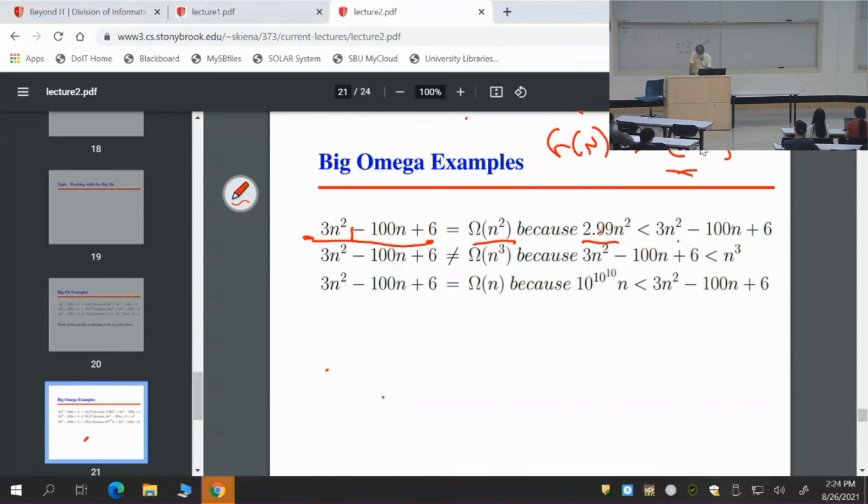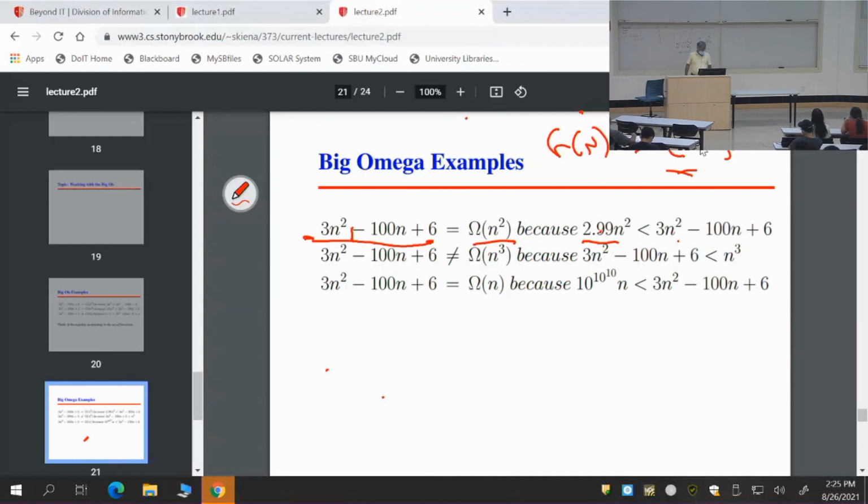What about n cubed? Is there any value of C times n cubed that it's always going to be less than 3n squared? No. Whatever value of C you pick, even if C is very, very, very small, you separate that n cubed into n times n squared. By the time that n is equal to 1 over C, there's going to be a tie, and then it's going to take off from there. Any questions about that? Okay, so that's important. So it is not big omega of n cubed.